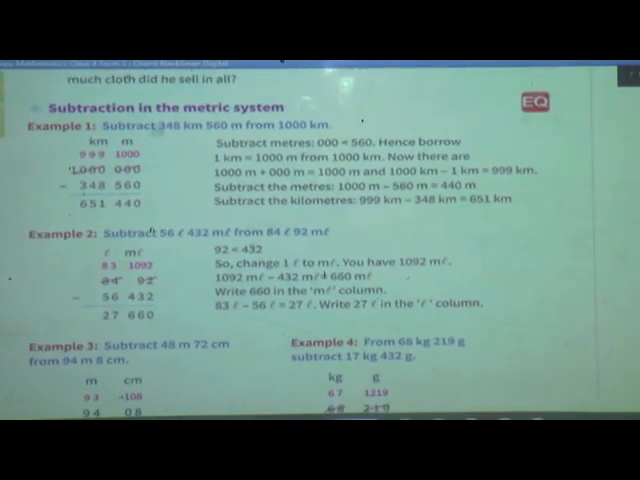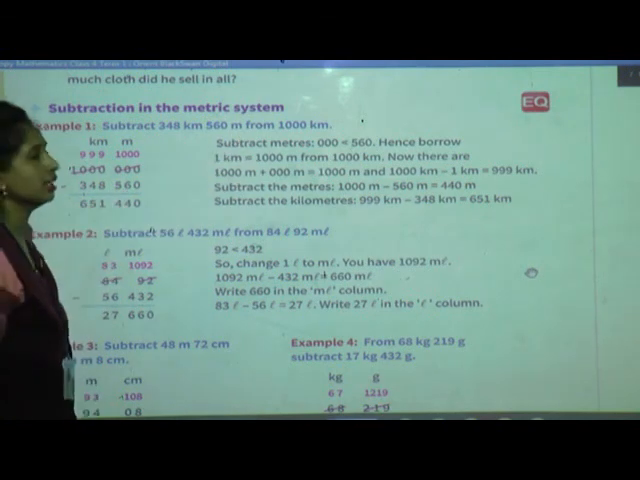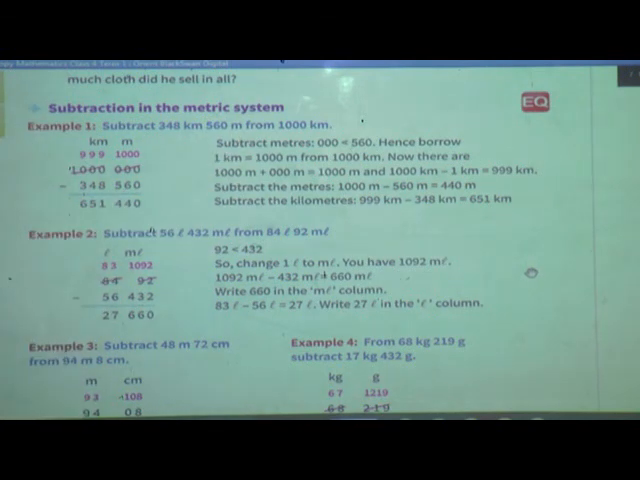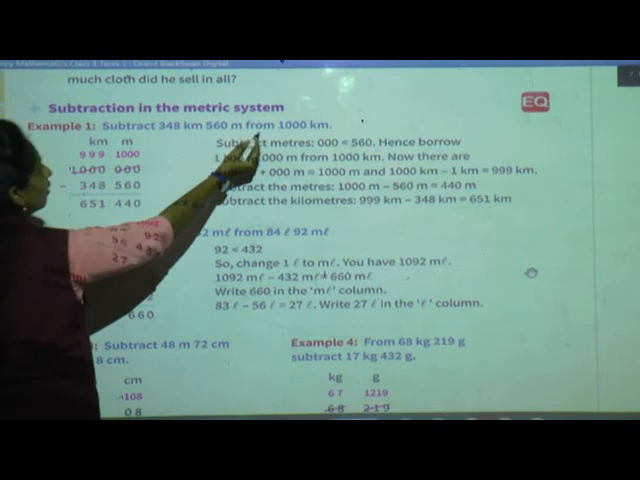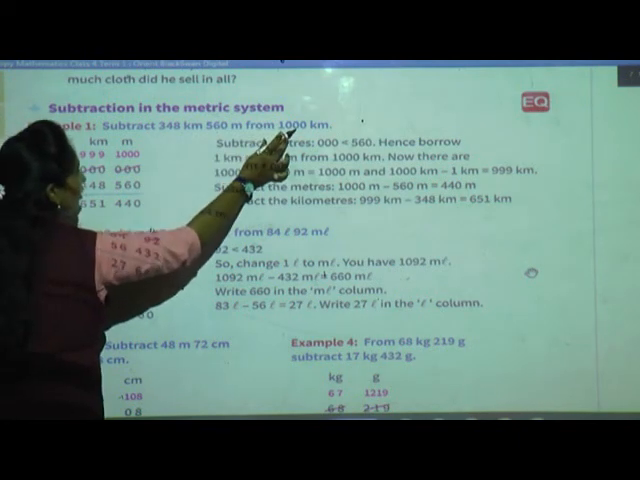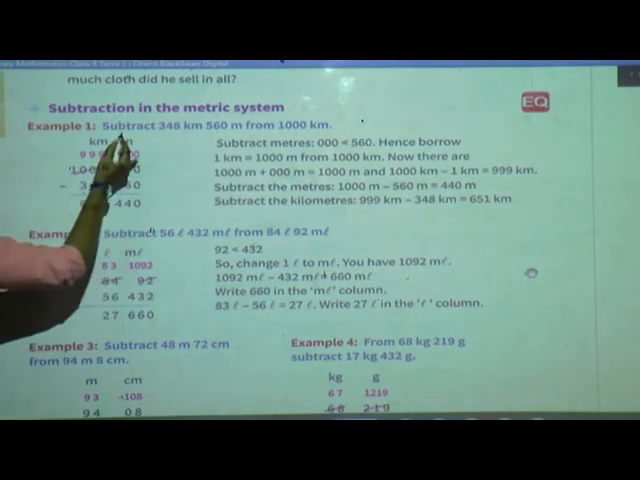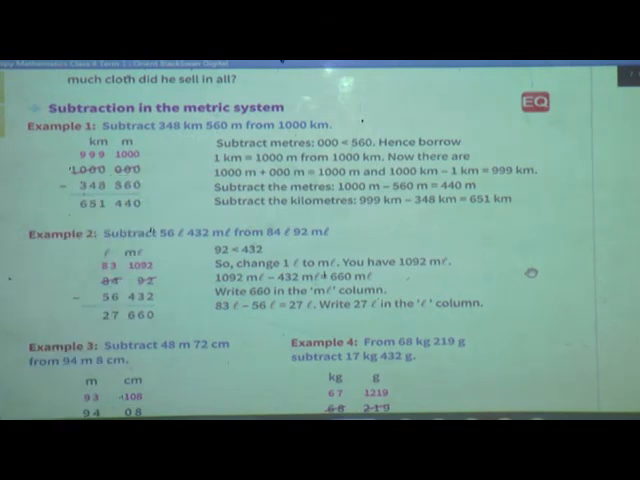Now we will see subtraction in the metric system. How to do subtraction? Subtract 348 kilometer 560 meter from 1000 kilometer. So subtract meter, 3-digit number. Hence 1000 kilometer, and meter you have to write, because we have to subtract from 1000 kilometer, but here they have given kilometer and meter, and we have to subtract from meter. They have not given any meter, so you have to write meter as 000. And now see how we can do it.